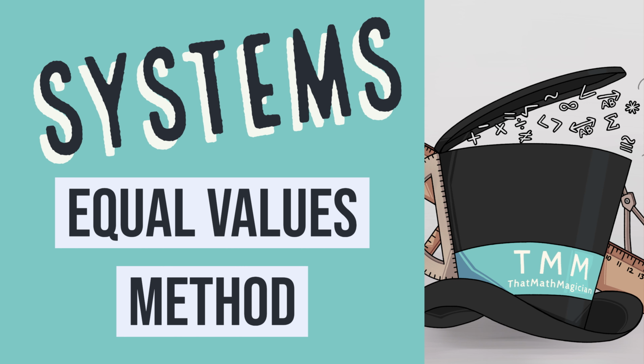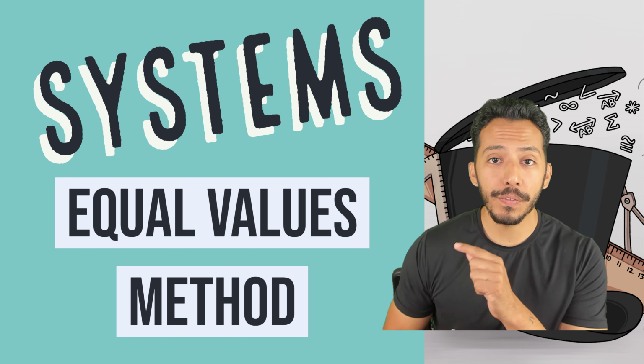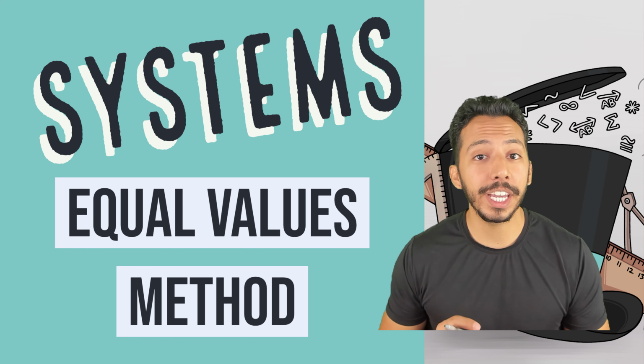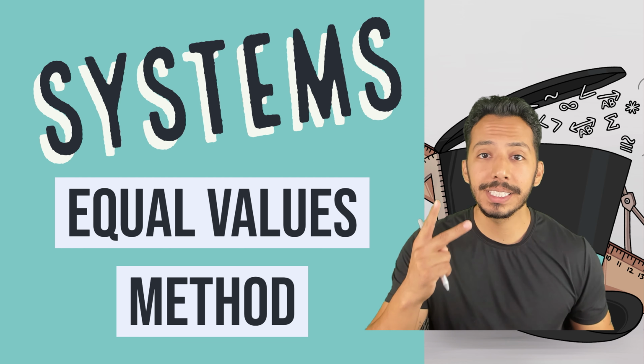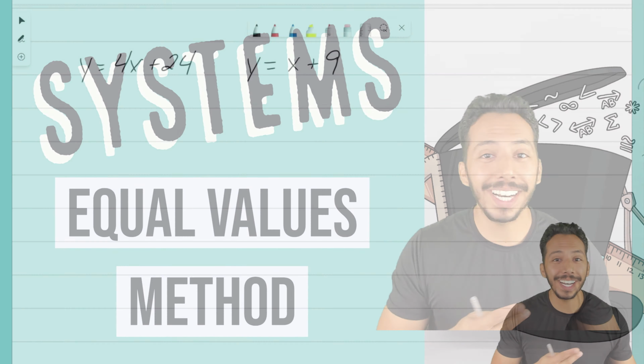In this video, we're going to take a look at systems of equations and focus in on the equal values method. We're going to see how we can use this method to help us find the point of intersection of two different equations. So let's jump right into this problem.